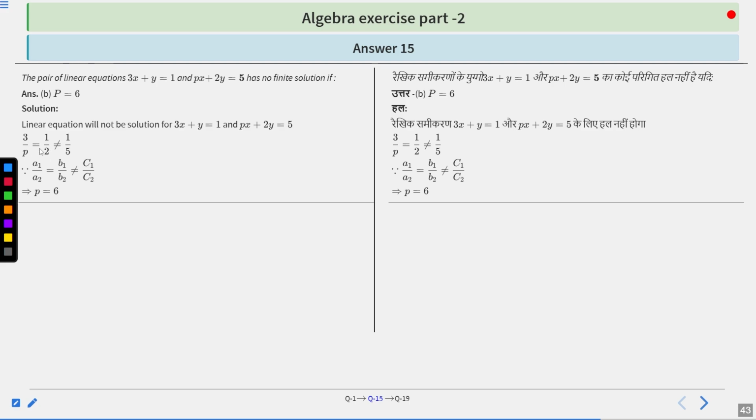So from 3 upon p equal to 1 upon 2, we get the value of p as 6. That means for the value of p equal to 6, these two linear equations have no finite solution. Option number B is the correct answer.